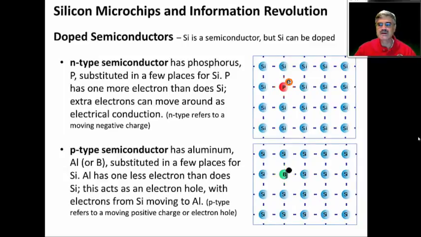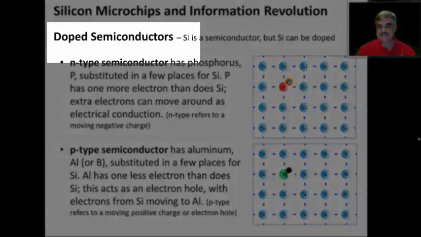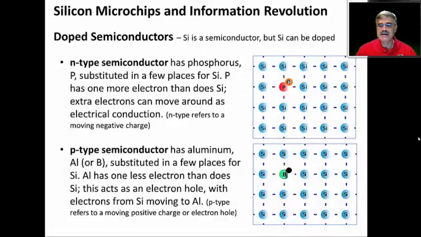Now we're going to switch a little bit, or actually go back to something we talked about in the previous lesson about conductors. And we said that silicon is a semiconductor. It does not conduct electricity very well, but just a little bit. And we're going to now discuss silicon microchips and how they are part of the information revolution based on what is called doped semiconductors. Silicon crystals can be doped by adding small amounts of other elements in place of the silicon in a crystal lattice.